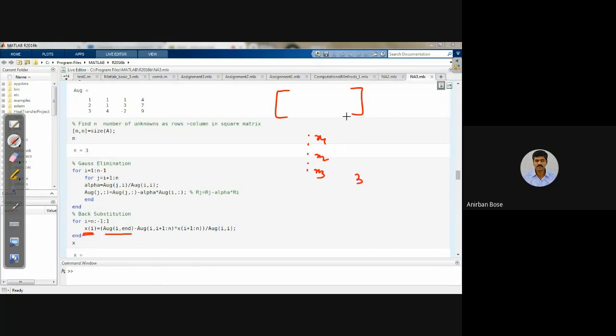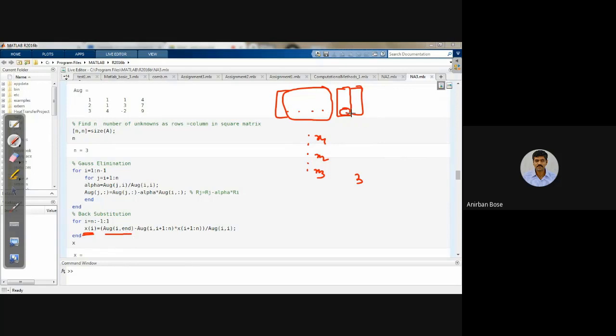Now it has been written in a most general way. The augmented matrix is there. This is the A part, and this is the B part. The whole thing is the augmented matrix. So first it is taking the last value, which is on the other side of the equality, as augmented I comma end. I comma end means it will take the last column.